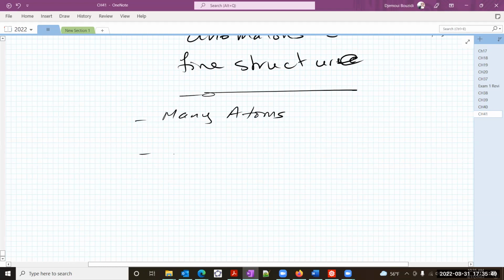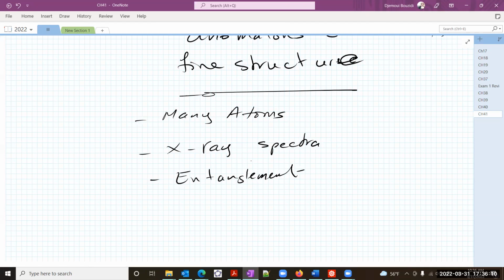We still have actually three items. This is the X-ray. The last one is the entanglement. Entanglement is really more of a, wouldn't have much. We'll see. Are we good, guys? Can we continue? Okay, very good.